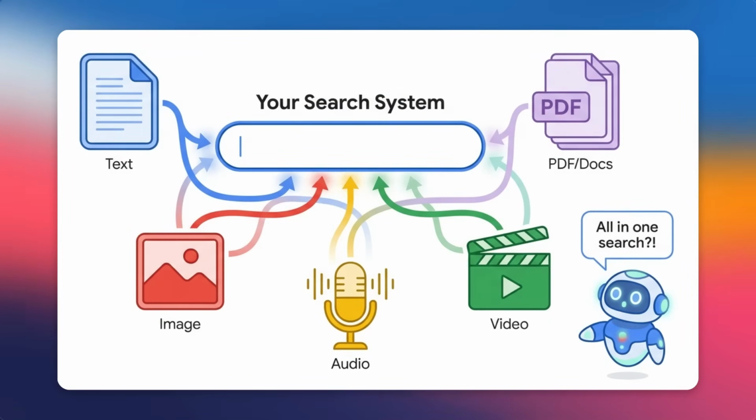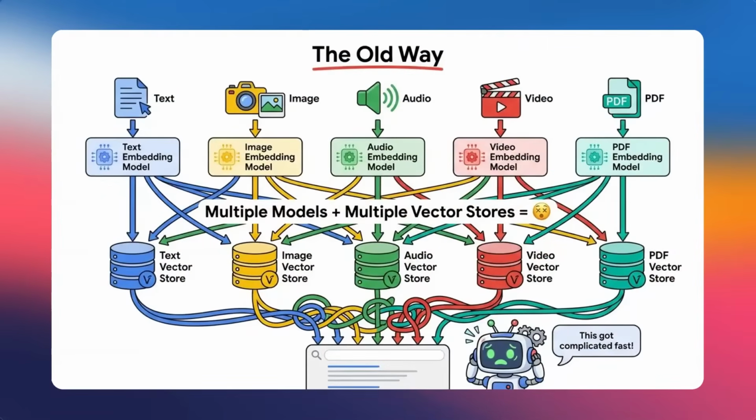Okay, if someone asked you today to build a search system that could handle text, images, audio recordings, video clips, and even things like documents and PDFs, all in the same search, what would your pipeline look like? Up until recently, when I worked on things like this, you would end up using multiple vector stores and multiple embedding models, and the system would get pretty complicated pretty fast.